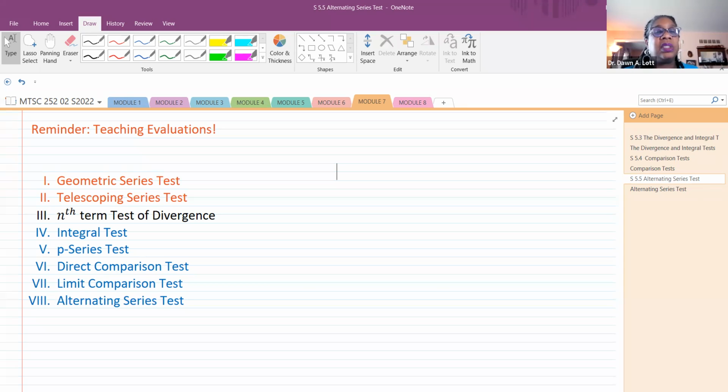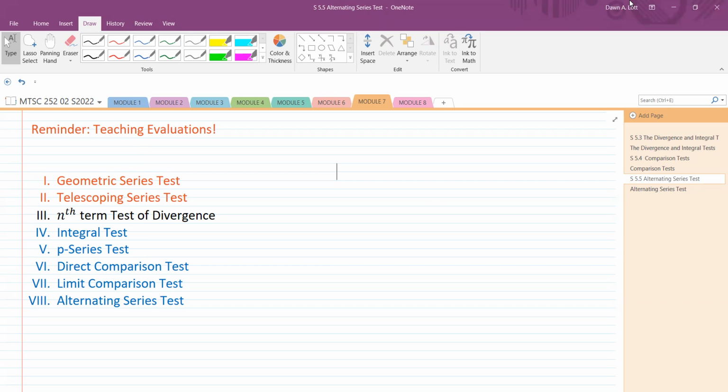Okay, which series test cannot tell me that the series converges? Is it the nth term? The nth term test of divergence cannot tell me at all if a series converges, only tells me if a series diverges. Which series test can be used on the sum of terms that are in fractional form or can be put in a partial fraction form?